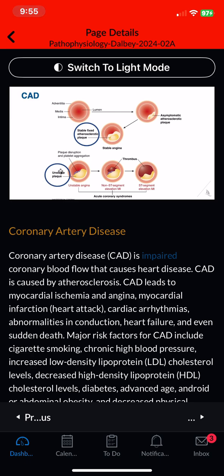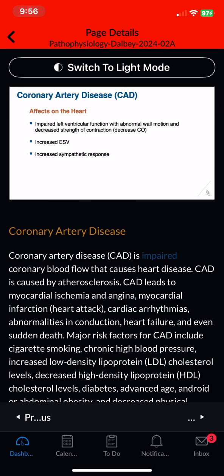An unstable plaque can rupture, and that can cause a thrombosis or a blood clot. This can occlude a vessel. So here we can see a thrombosis here. So this can occlude a vessel, and when it does, the outcome can be a myocardial infarction or a heart attack. Unfortunately for the heart, CAD leads to changes that further cardiovascular disease.